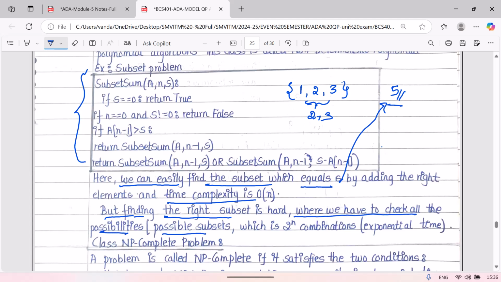And possible sets come under 2 to the power n combinations, which is exponential time. Here, instead of the time going in polynomial, the time will go in exponential. So these sets of problems come under NP problem, that means non-deterministic polynomial problems. In case of polynomial, it is n to the power of k, whereas in case of NP problem, it is 2 to the power of k.